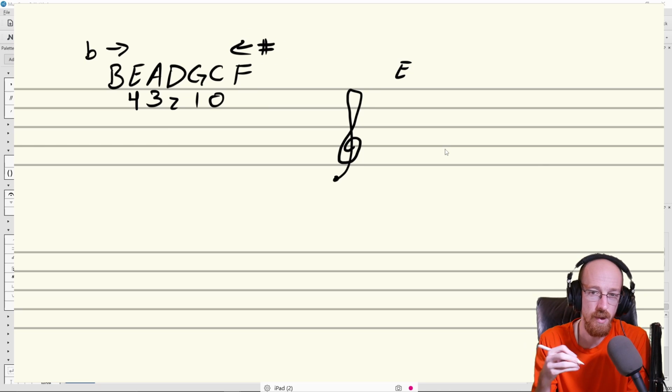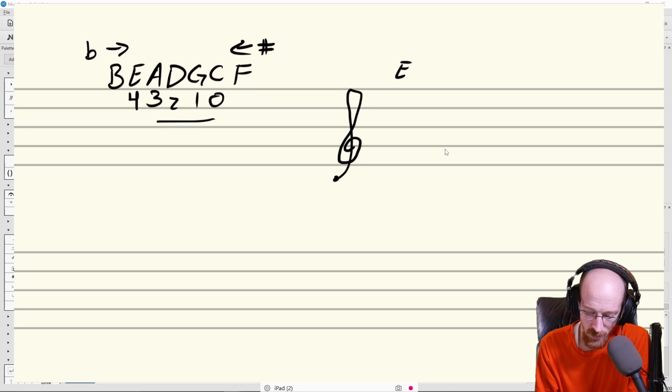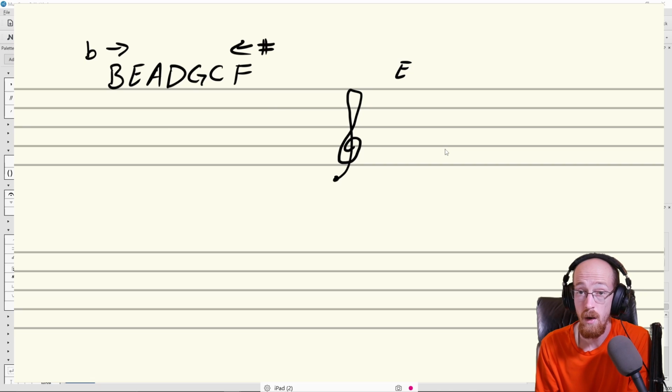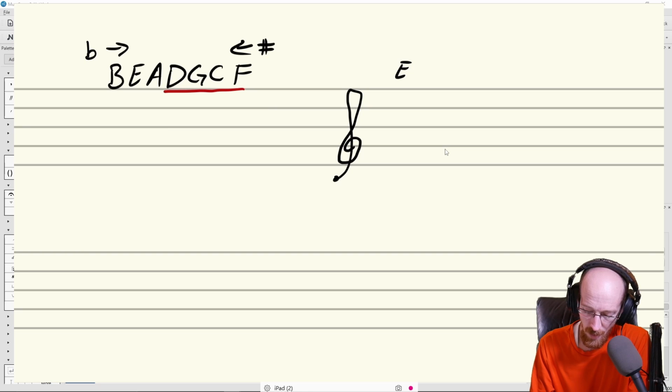So the direction you head in will tell you what it is. So we say, oh, we know it's a sharp key because we headed in the sharp direction. How many sharps? 4 sharps. So now we say, okay, what are the first 4 sharps in the order of sharps? Well, it's right here. 1, 2, 3, 4.